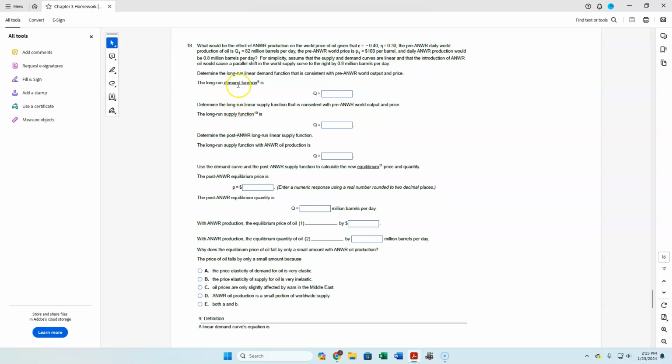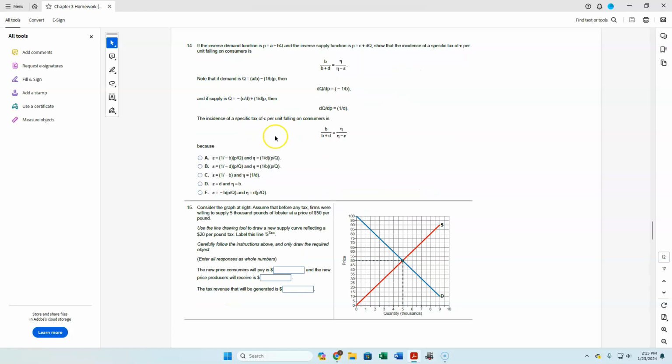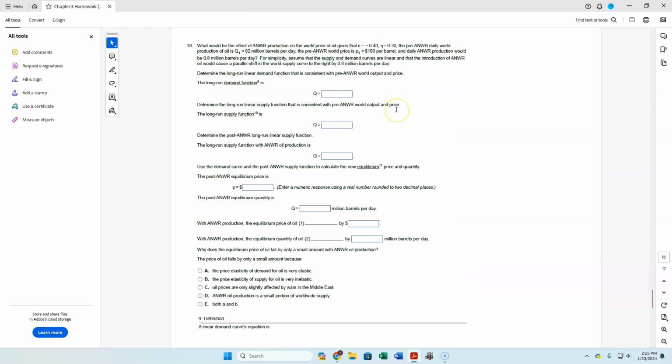What is useful for solving this, because again, now you're going backwards, would be that you go back to question 14, and work backwards, and you'll be able to get back to your inverse demand and supply function. So basically, number 18 is the opposite of 14. Okay.